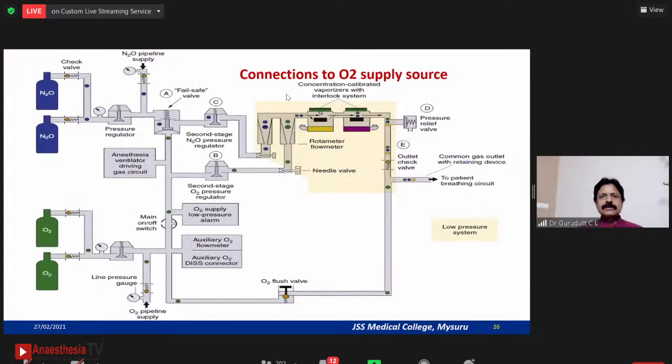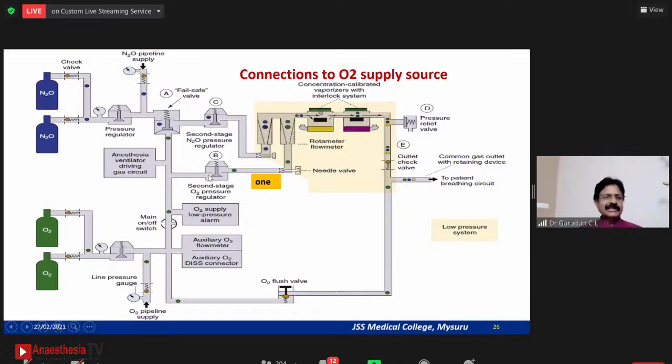Now, coming to the next part, many times you'll be asked how many connections there are in the intermediate system for the oxygen source, whether it comes from the cylinders or the pipeline system. This is one common question asked by many examiners. You have to say there are 6 connections, especially in GE machines, and in Draeger machines there are 5 connections. Let us see what these connections are.